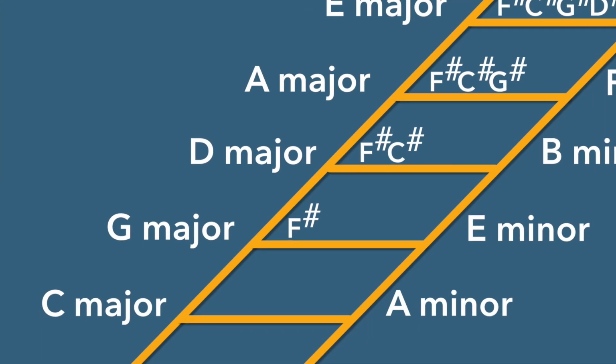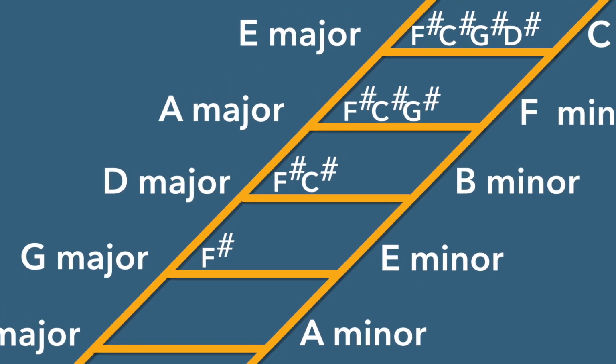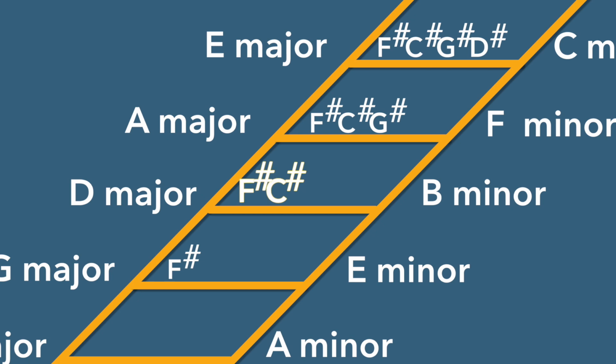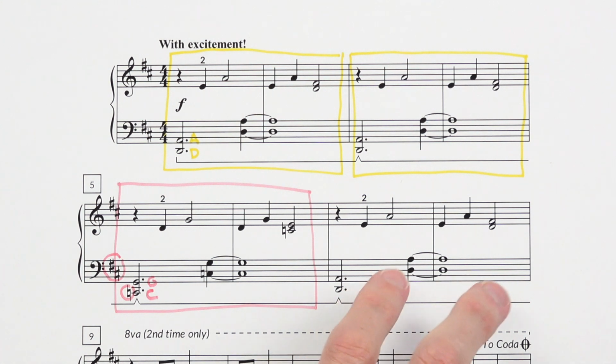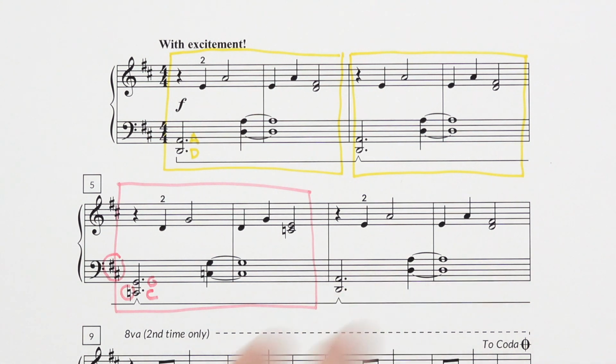Check out our ladder of fifths to see that as we go up the ladder to 2 sharps, we land on the key of D major, which has both an F sharp and a C sharp. However, here we're canceling the C sharp and playing a C natural, and that will give it a kind of unique sound that we want there. Now here in measures 7 and 8, do we have a yellow pattern or a pink pattern?